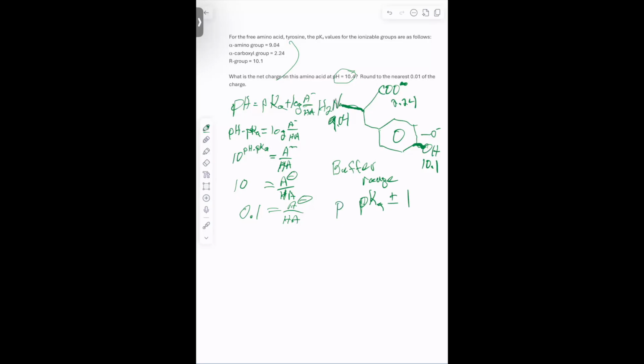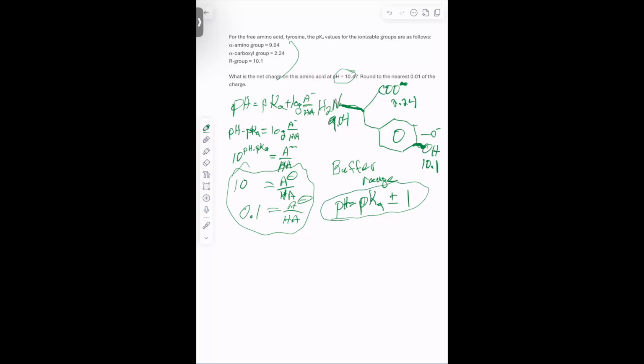So if the pH is within the pKa plus or minus 1, that would give us that buffer range. And essentially, if we're talking about the presence of the conjugate base and conjugate acid pairs, you see that they range between these two ratios. That's what this is saying.